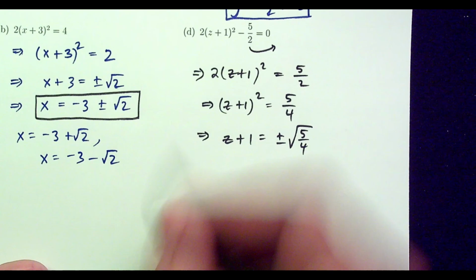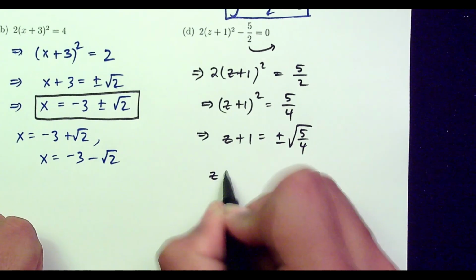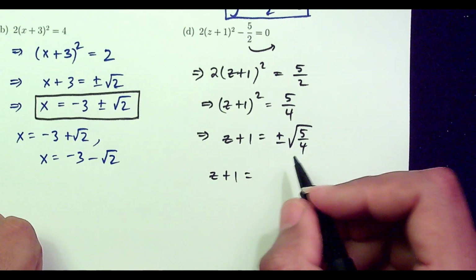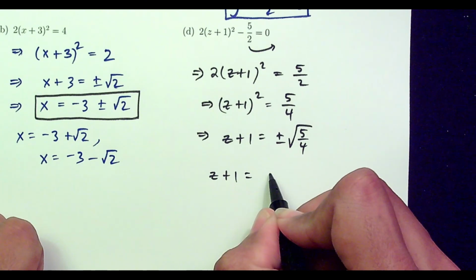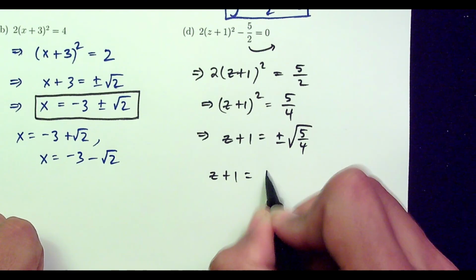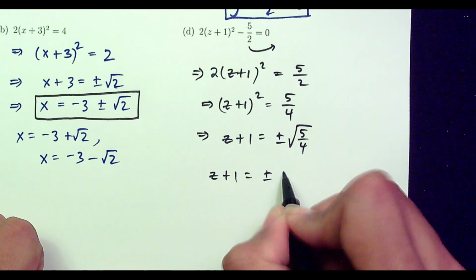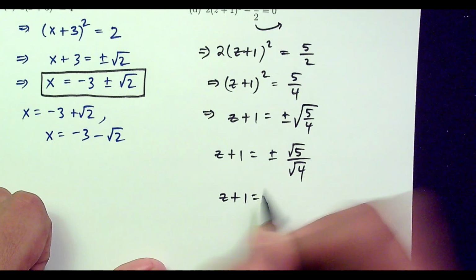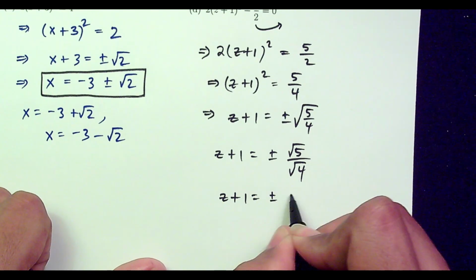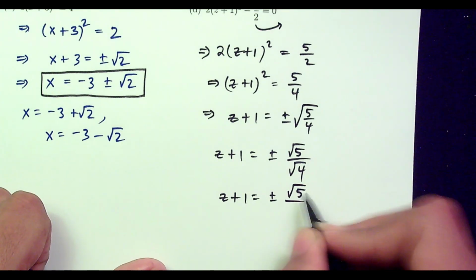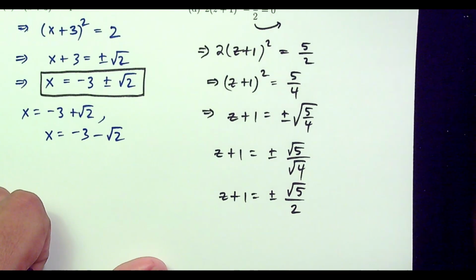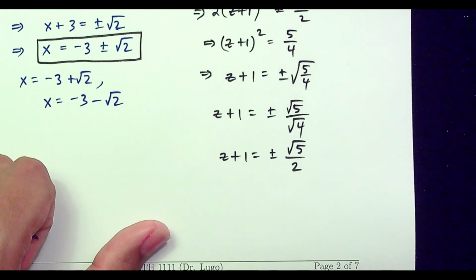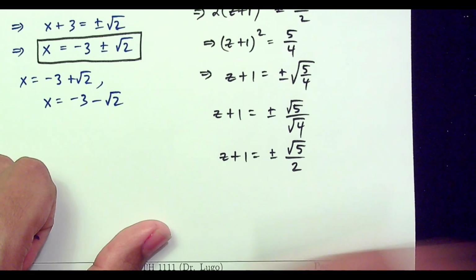And now we're going to simplify this. So you get z plus 1 equals, let's simplify this, plus or minus. You can distribute the radical. So this is square root of 5 over square root of 4. Square root of 5, well, that's not a whole number, but the square root of 4 is 2. So actually then this simplifies as plus or minus square root of 5 over 2.